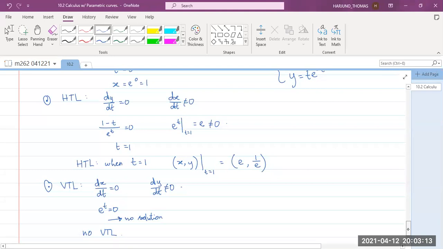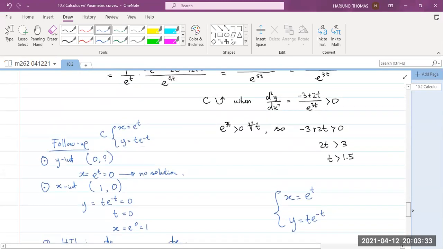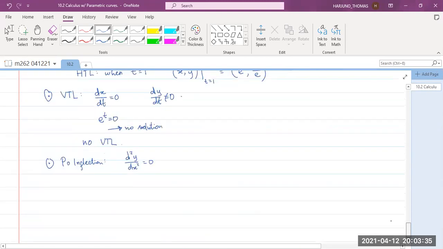How about the point of inflection? That is when the second derivative of y with respect to x equals 0. We actually have that up there. The second derivative is negative 3 plus 2t over e to the 3t. Set it equal to 0, we get t equals 3/2.